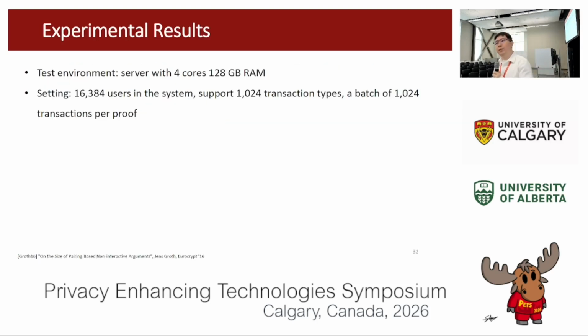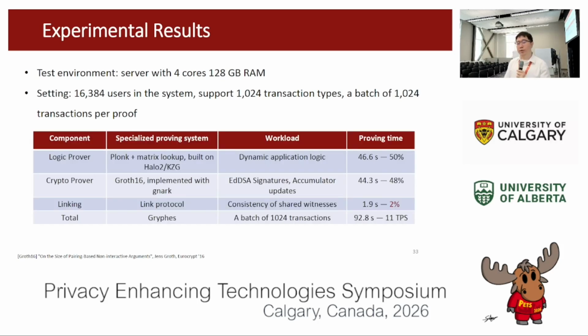And here are our experimental results. So we test our experiments with a server with 4 cores and 128 gigabytes of memory. We consider 16,000 users in the system. We aim to support 1,000 transaction types, and the batch of proof contains 1,000 transactions per proof. And here is our result.